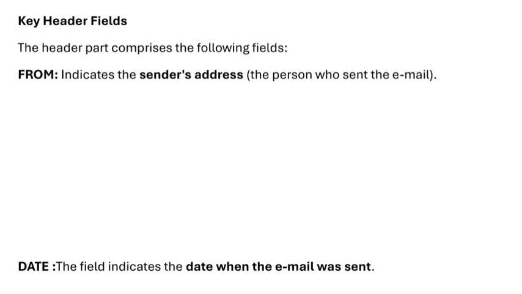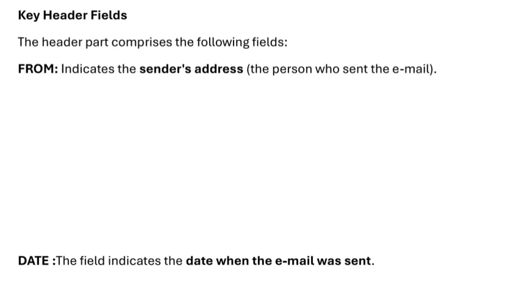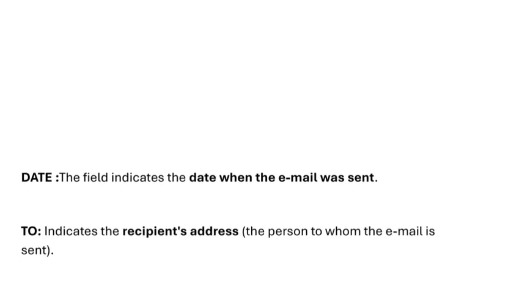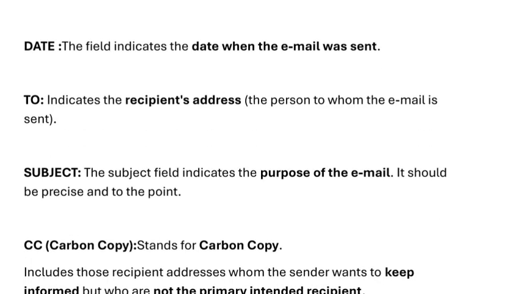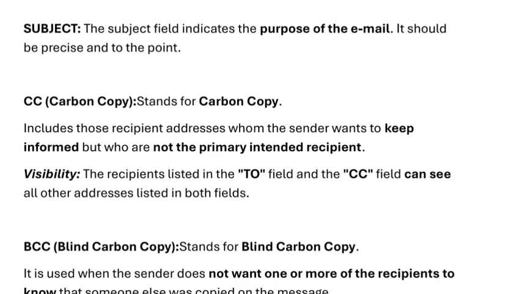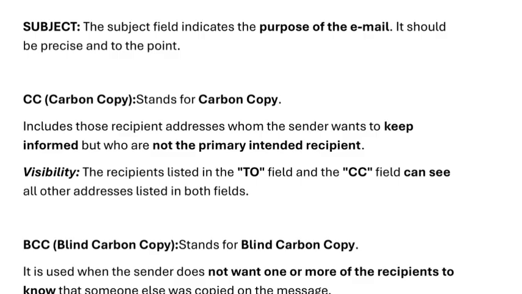Key header fields: the header part comprises the following fields. From, indicates the sender's address, the person who sent the email. Date, indicates the date when the email was sent. To, indicates the recipient's address, the person to whom the email is sent. Subject, indicates the purpose of the email. It should be precise and to the point.